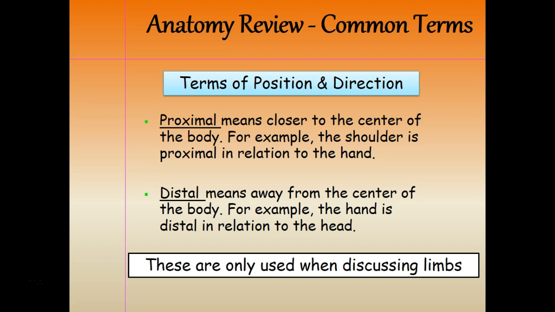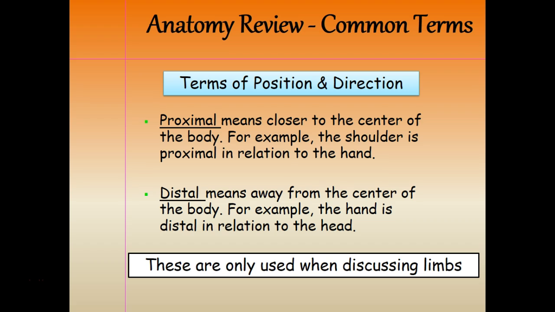Proximal and distal often get confused with superior and inferior, so I wanted to be very clear in this description, and that's why I put this white box here. These terms are only used when discussing limbs, not any other anatomical structure. Proximal means closer to the center of the body. For example, if we think about the shoulder joint, it is proximal to the hand, right? So if we were looking at the hand and describing the shoulder joint in relation to the hand, we would say that the shoulder is proximal to the hand.